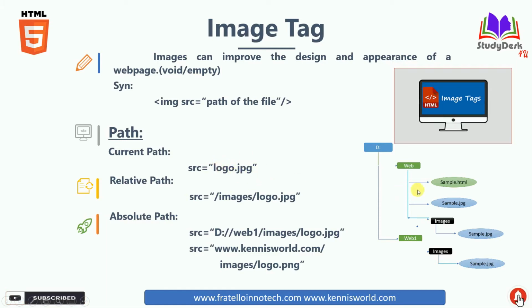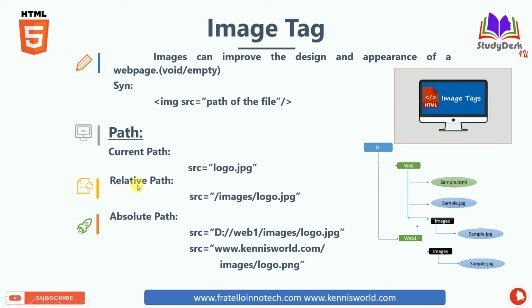And now here I have an example in the D drive. I have two folders, web and web1. In the web folder, I have sample.html and sample.jpg. I have two files here. One is an HTML file and one is an image file. Now I have both these files in the web folder. So this is called current path. We directly mention that image file within the source attribute.